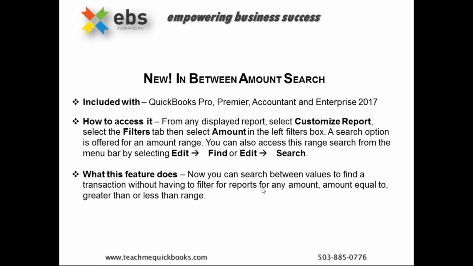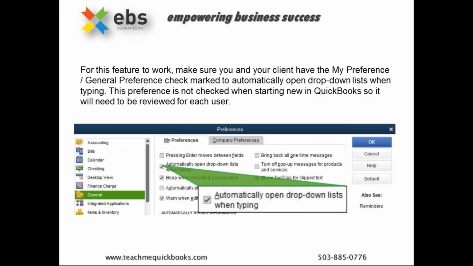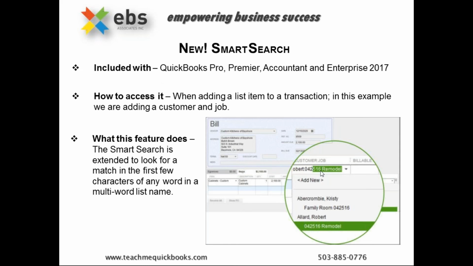So you have an in-between feature. And then also, this new Smart Search that we were talking about, you can enter in a customer name or an account or whatever it is you're looking for, and it's going to look for all of the transactions that have that information in it. So great question to go back over that. So I hope that answers your question.